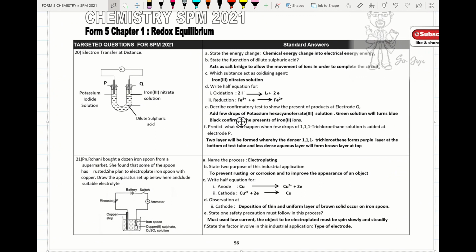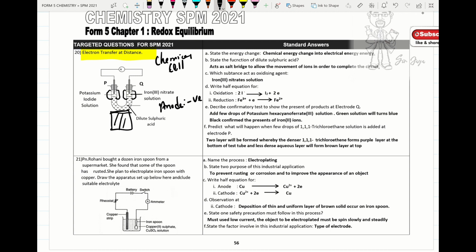All right, so this is the U-tube cell, electron transfer at a distance. Very important. Students must practice how to draw the apparatus setup, everything. In this apparatus setup, please put a wooden block, and this one must be clamped by using a retort stand. Electron transfer at a distance is an example of a chemical cell. So here the anode will be the negative terminal, the cathode will be the positive terminal.